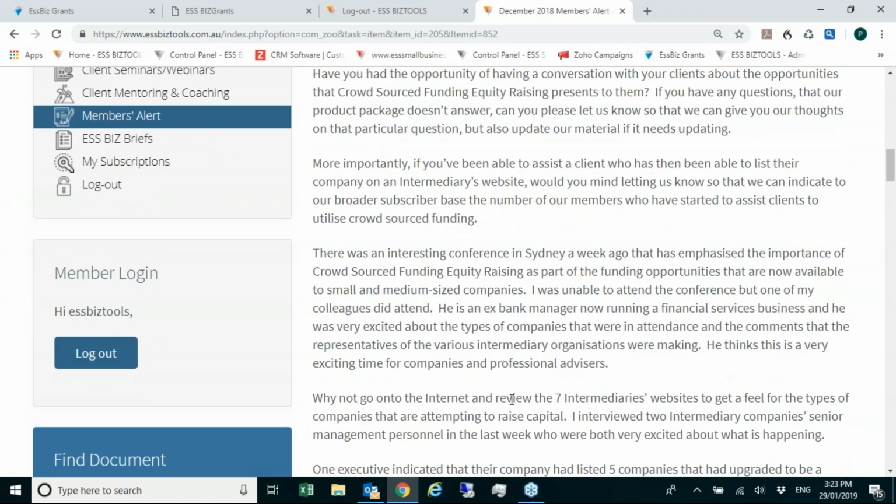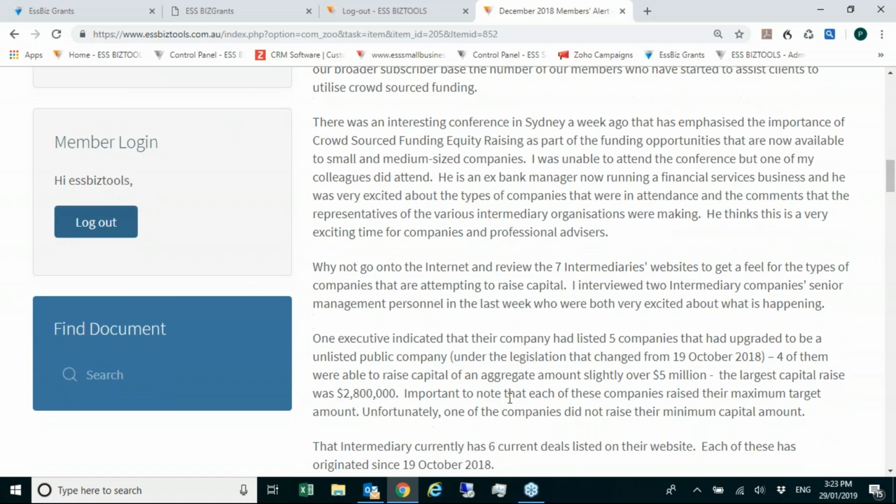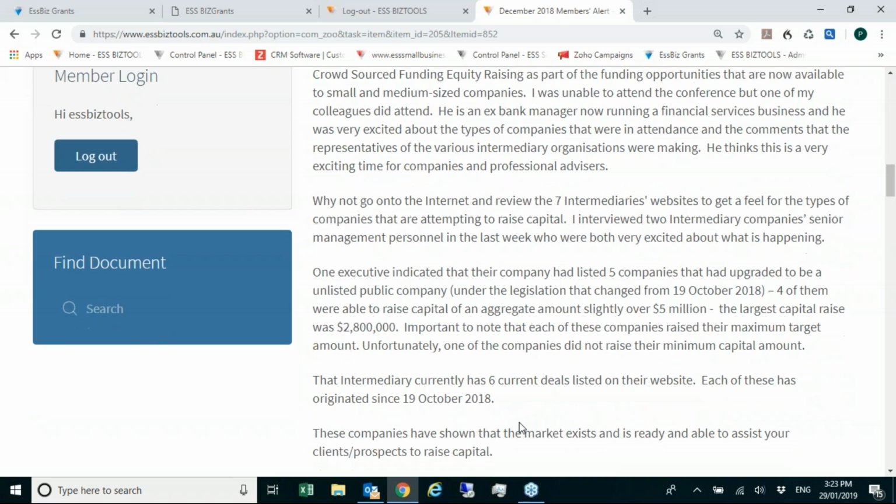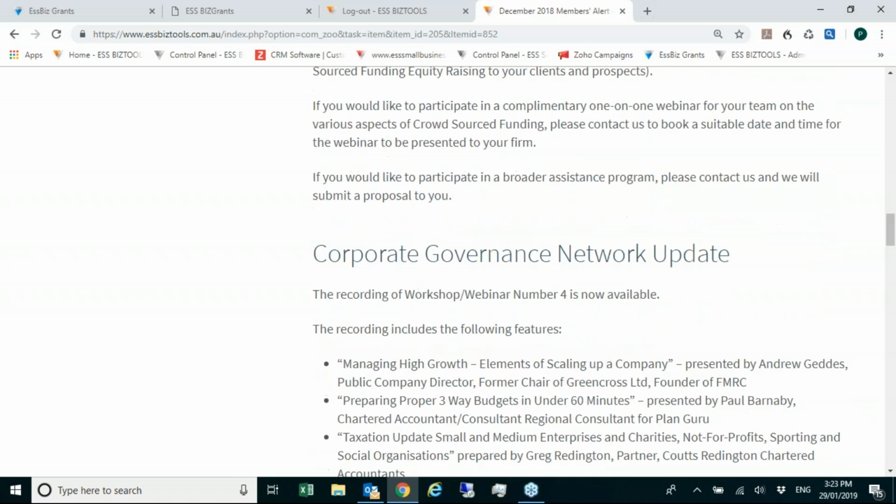So this one's on crowdsourced funding. I finished it over the weekend. It was what I was doing yesterday actually when we were exchanging emails, John. This month's edition goes a bit further on crowdsourced funding, explaining how much money has already been raised since the 18th of October and what types of businesses the companies have come from, and they're from a very wide cross-section, actually. So that's just talking about crowdsourced funding.